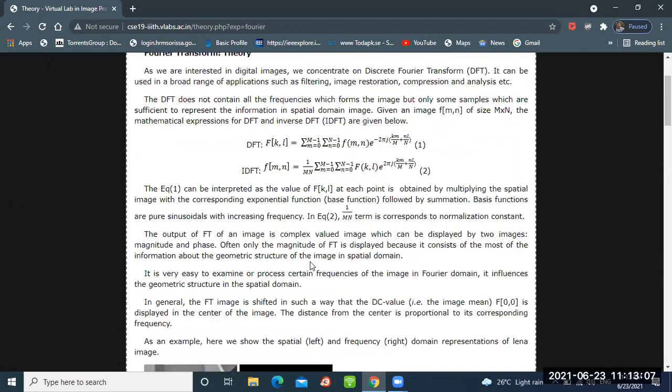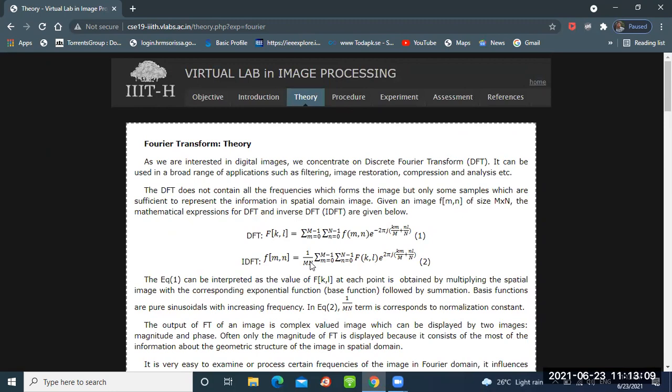In the next session, I will explain the procedure, the steps you have to follow to execute the experiment. Then we will perform certain experiments, or we take different data sets, find the frequency domain and phase domain, and analyze them. And we'll see some of the assignment questions.